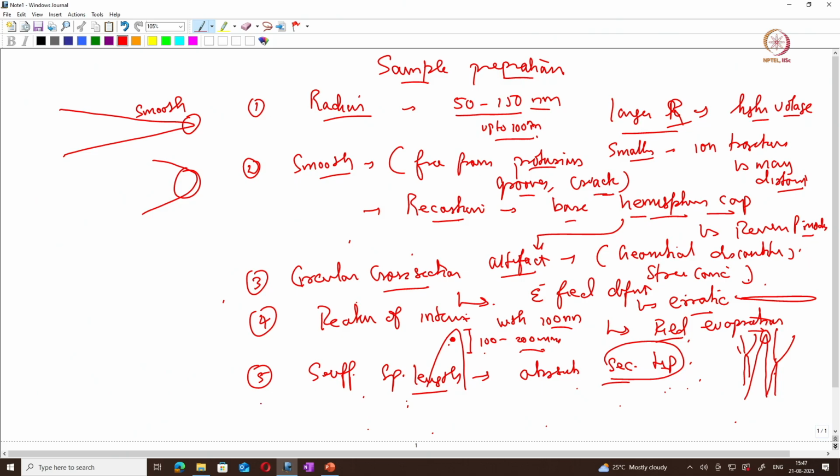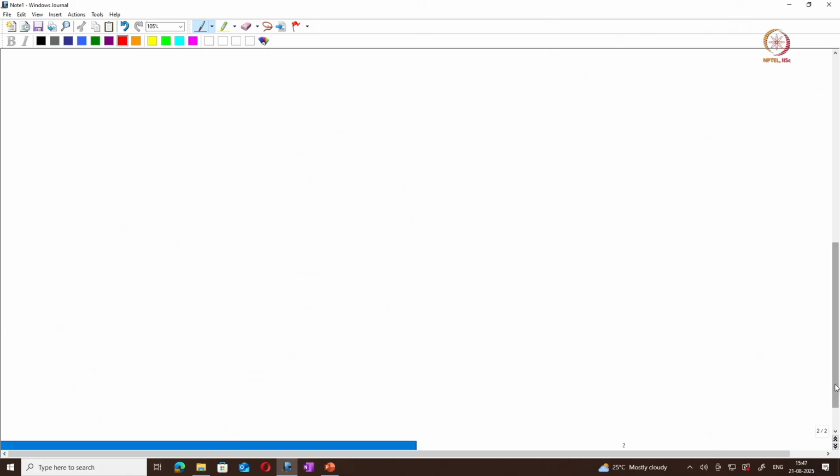And the sixth is the appropriate shank angle. This we will discuss during the reconstruction. So these are the six conditions which are very important for an optimum needle specimen for atom probe tomography or field ion microscopy.